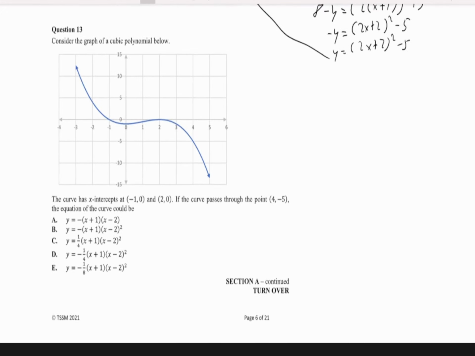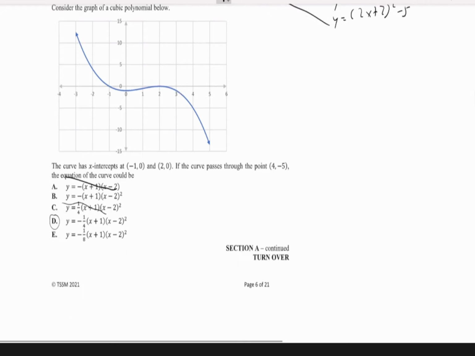Question 13, you can automatically rule out A because that gives you a quadratic, and this is clearly a cubic. You can rule out option C as well, because it's a negative coefficient in front. And I just subbed in 4, 5 into each option, and I got option D was correct. So that's what I did.